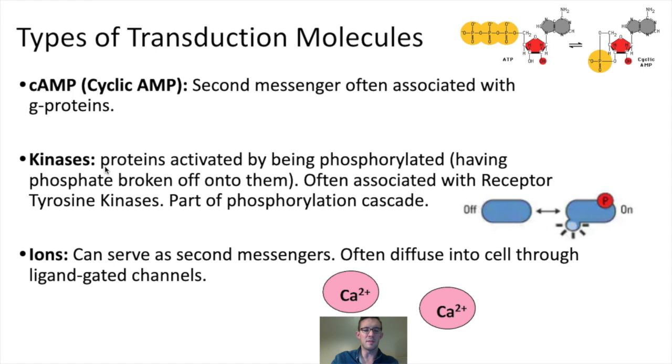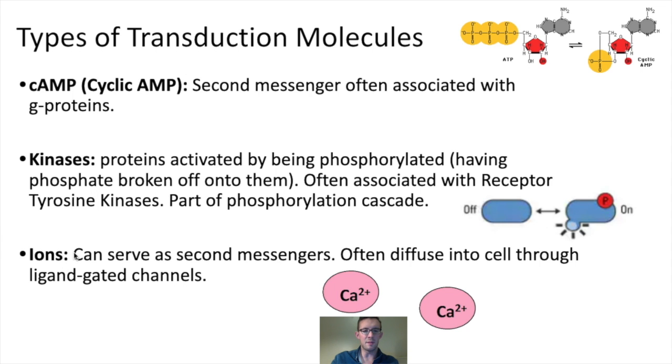Kinases are another type of secondary messenger. And kinases are enzyme proteins that are activated by being phosphorylated. And you can see an image of that here. In order to be activated, a kinase needs to have a phosphate group added onto it.